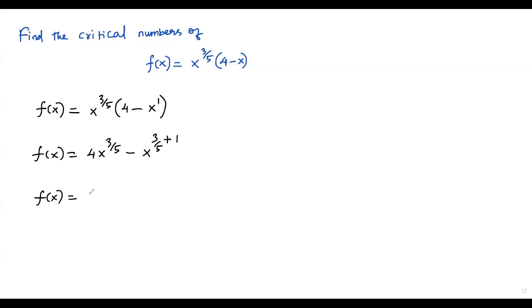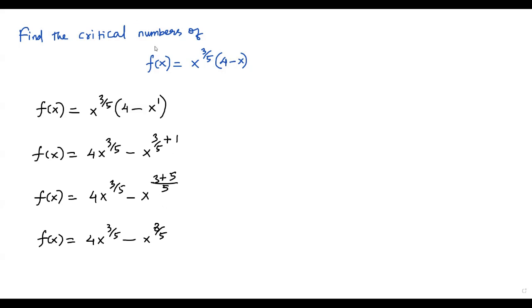f of x equals 4 times x to the power of 3 over 5 minus x to the power of. Now I have to simplify this exponent. For that, we can multiply this integer 1 by the denominator of the fraction, 5. Then I take 5 as a common denominator. I'm getting 3 plus 1 times 5, which is 5, over 5. So f of x equals 4 times x to the power of 3 over 5 minus x to the power of 8 over 5. That's all the simplification I can do in the given function.